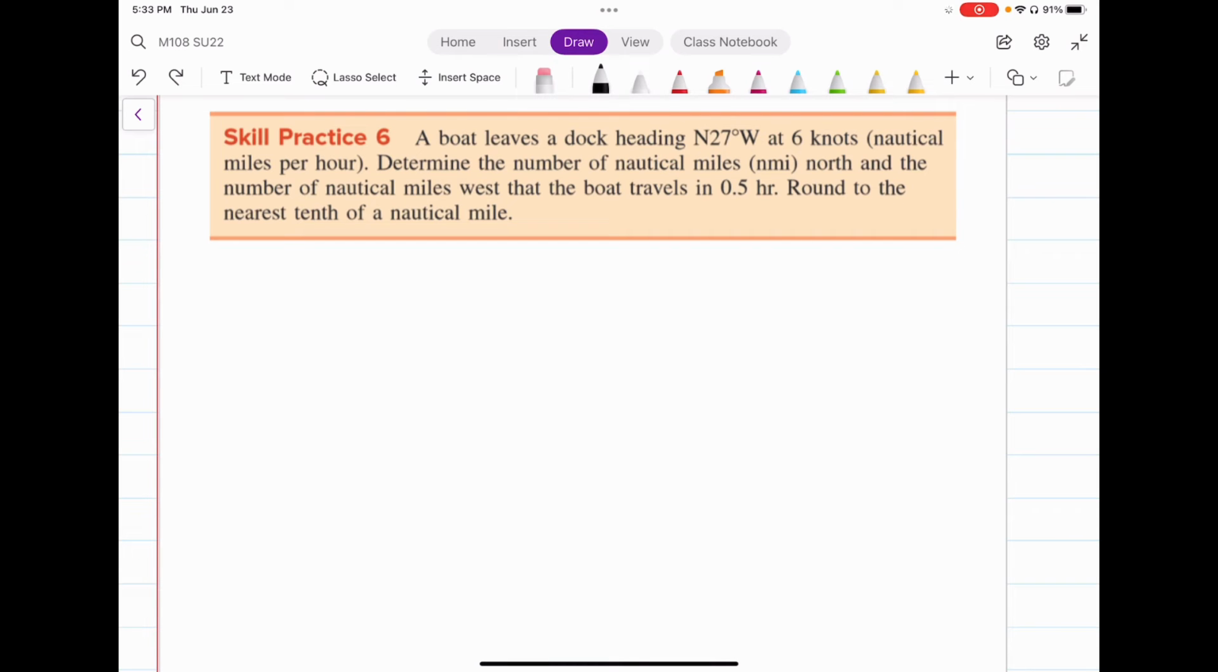A boat leaves a dock headed north 27 degrees west at 6 knots, which is nautical miles per hour. That's a rate. Determine the number of nautical miles north and the number of nautical miles west that the boat travels in half an hour. We're going to round to the nearest tenth of a mile. Let's draw what we have to describe this picture.